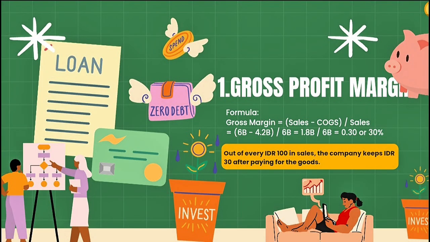The formula is sales minus COGS divided by sales. So 6 billion minus 4.2 billion divided by 6 billion. The result is 0.30 or 30%, the same as ROE. What it means is, out of every 100 Indonesian rupiah in sales, the company keeps 30 Indonesian rupiah after paying for the goods. That means they've got decent breathing room to cover all the other expenses and still profit. Furthermore, it will be explained by Geski.